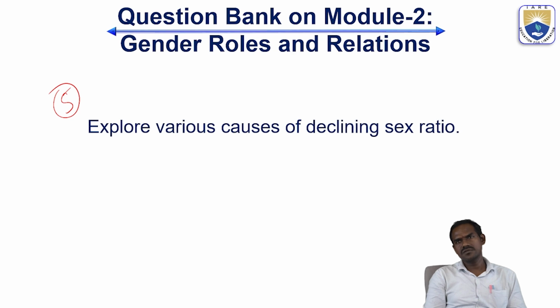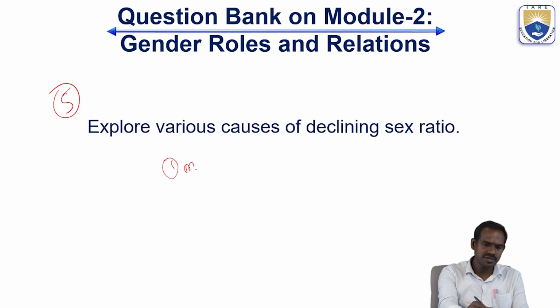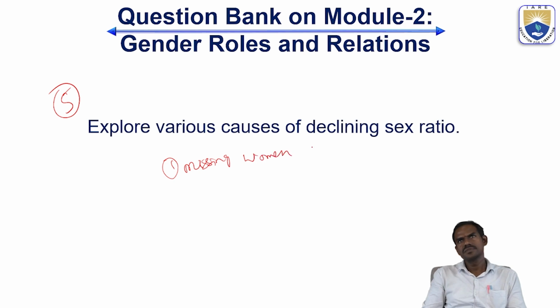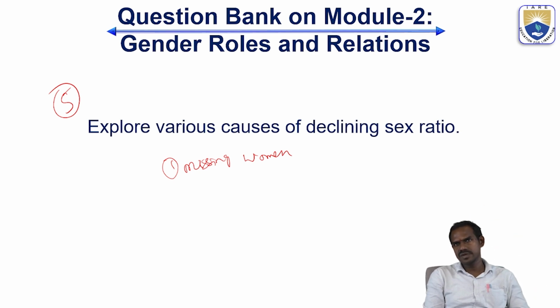Explore various causes of declining sex ratio. Just now I have discussed that for declining sex ratio, the main cause is the missing women concept. Why is there a missing woman? Sex ratio decline means the ratio of the number of girls versus the number of boys is low. So that indicates missing women. So the number of women is low, the shortfall in the expected number of women compared to the actual number of women.